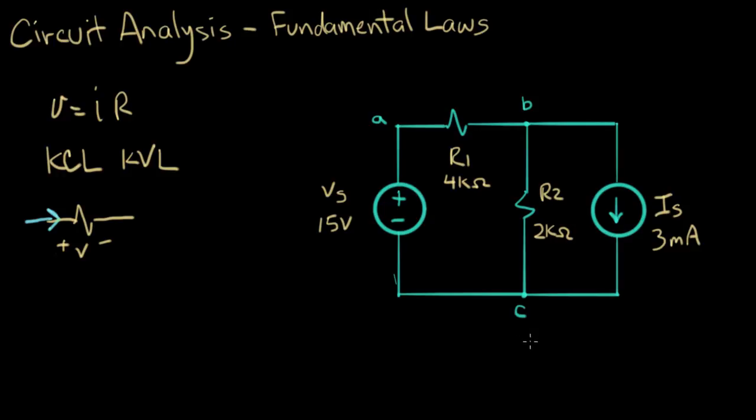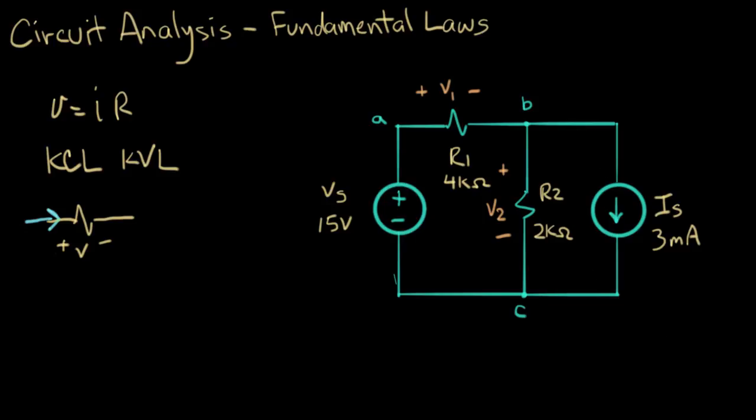Now we can also label some voltages on here. We'll label the voltages in orange. We'll call this V1, and we'll give it a plus sign here and a minus sign here, and that's the voltage across R1. We'll give R2 a name: we'll call this plus minus V2. That's the voltage across R2. It's also the voltage across the current source. It's the voltage between node B and node C.